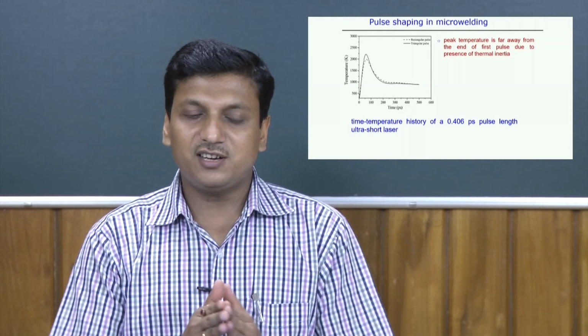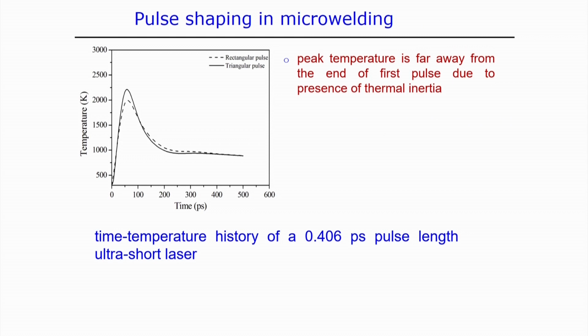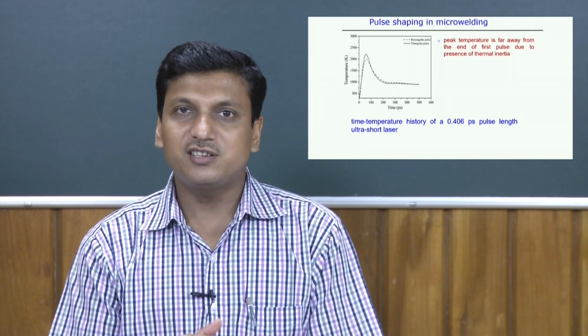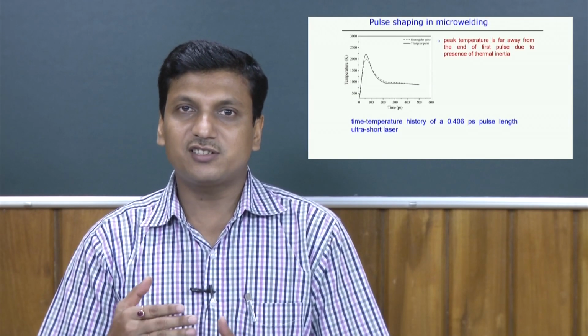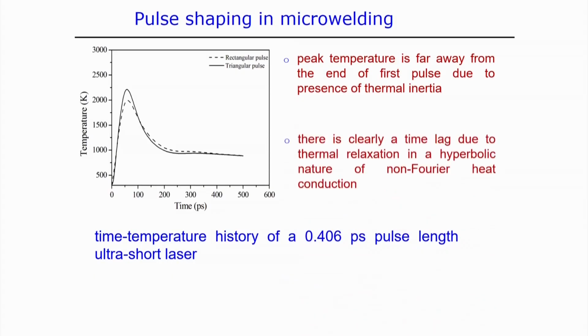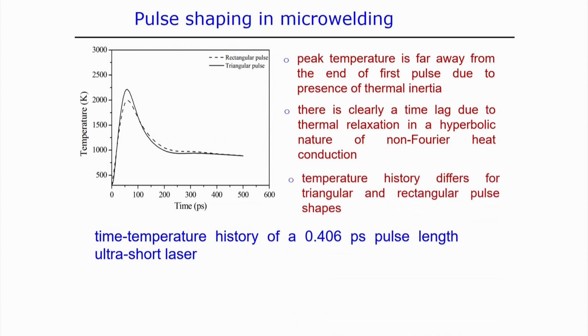Here, if you see, there is a gap to reach the peak temperature after the end of the pulse, and even to reach the peak temperature there is a little bit of gap. This gap happens due to the thermal inertia effect within the body, because of the interaction of the femtosecond pulse with the substrate material. Another observation is that there is a time lag due to the thermal relaxation in the hyperbolic nature of the non-Fourier heat conduction that we have considered in this case, and of course, the temperature history differs between the triangular and the rectangular pulse.